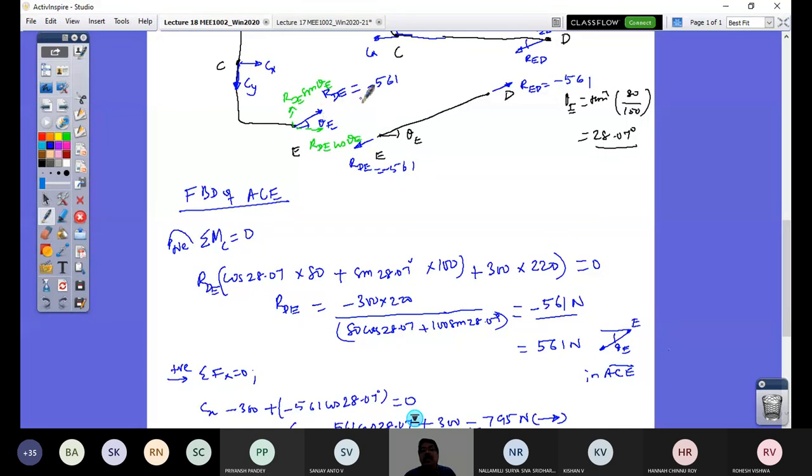So if it is here with the minus sign, the same would be affected in the other FBDs as well. I do not want to do it in this. So instead, I just write with the minus sign. And I continue my analysis till I complete for all the point reactions. That's all. That's the procedure.